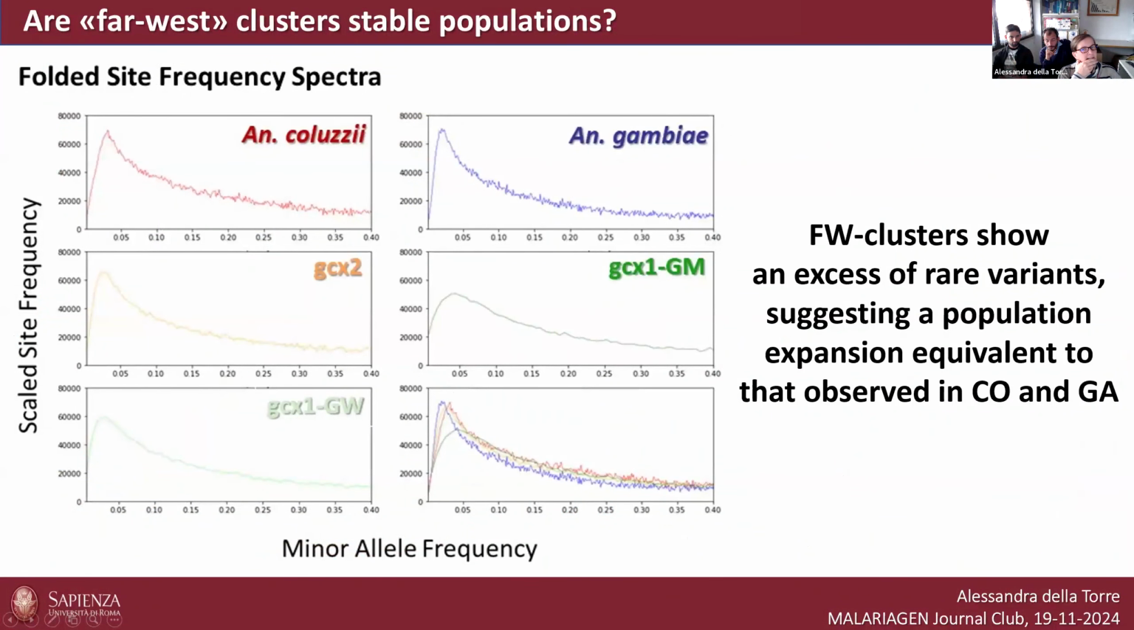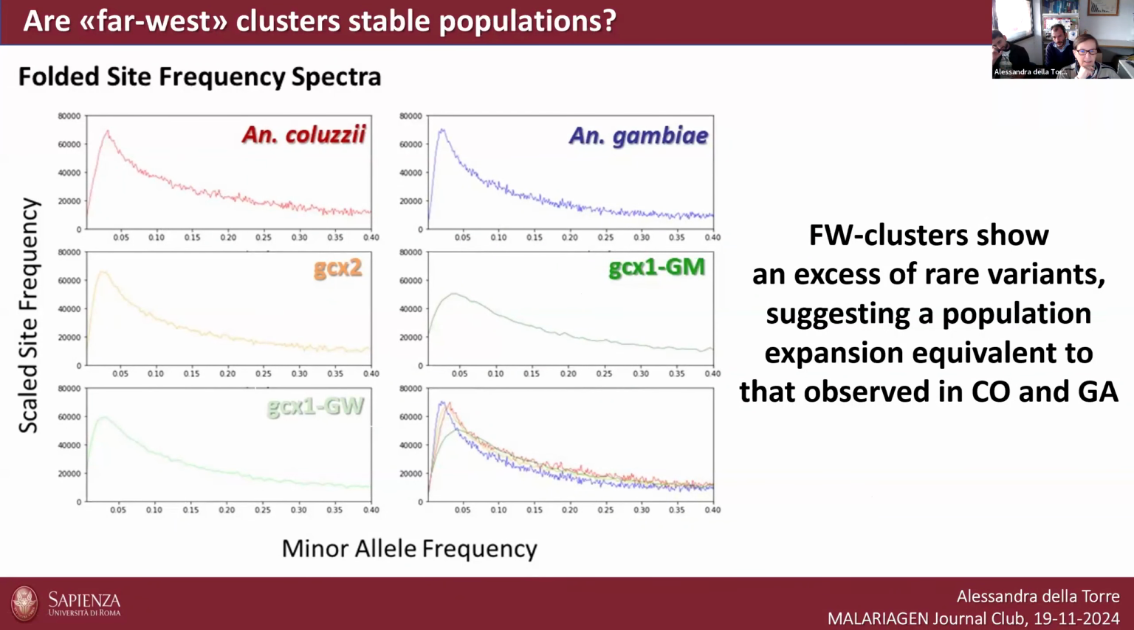And here you can see we try to analyze whether this Far West cluster can be considered stable populations. So we compare the folded site frequency spectra of Anopheles coluzzii and Anopheles gambiae to those of the three Far West populations. You can see that there is no big difference, showing that there is an excess of rare variants that can suggest a population expansion equivalent to that observed in the two main species.